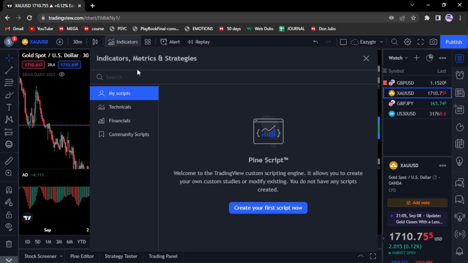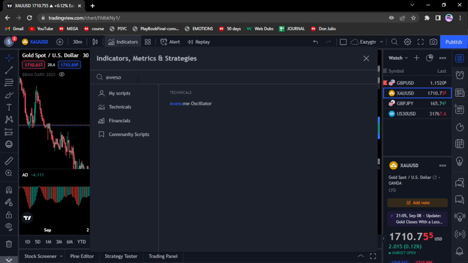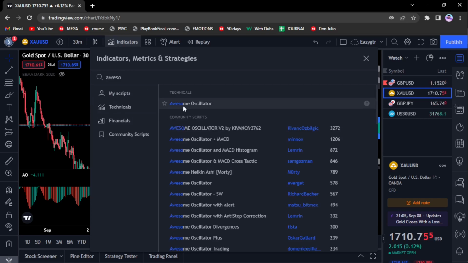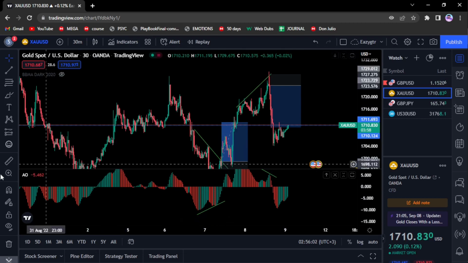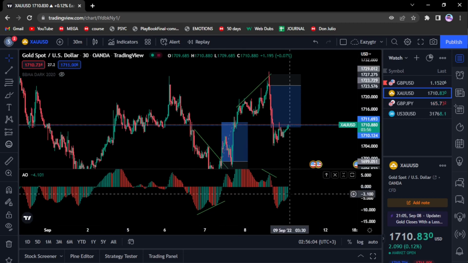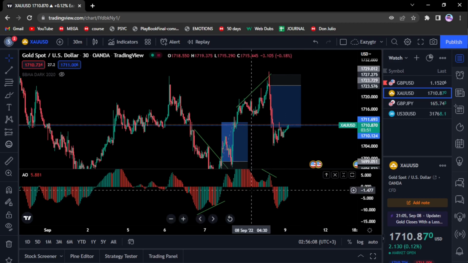Just go to the indicator tab, type in Awesome Oscillator, select the first one in the technicals, not in the community scripts. Select the first one on the technicals. You can have your settings as default and everything will look exactly as mine.